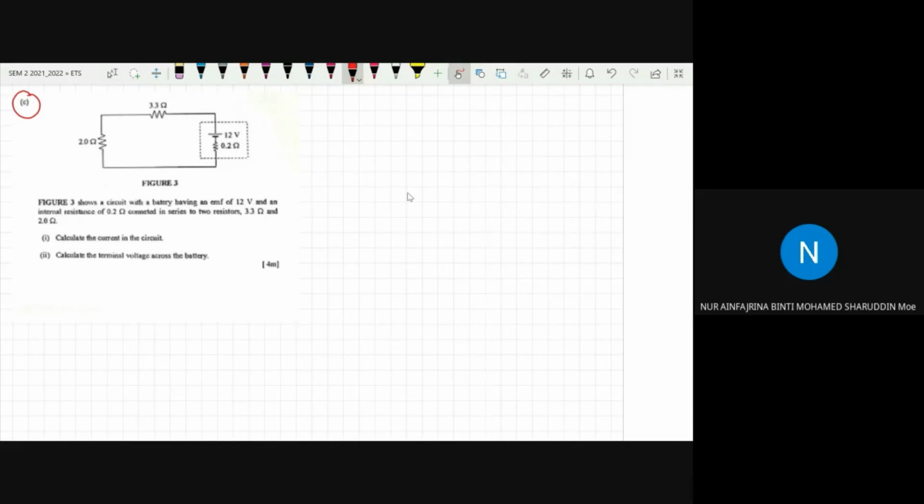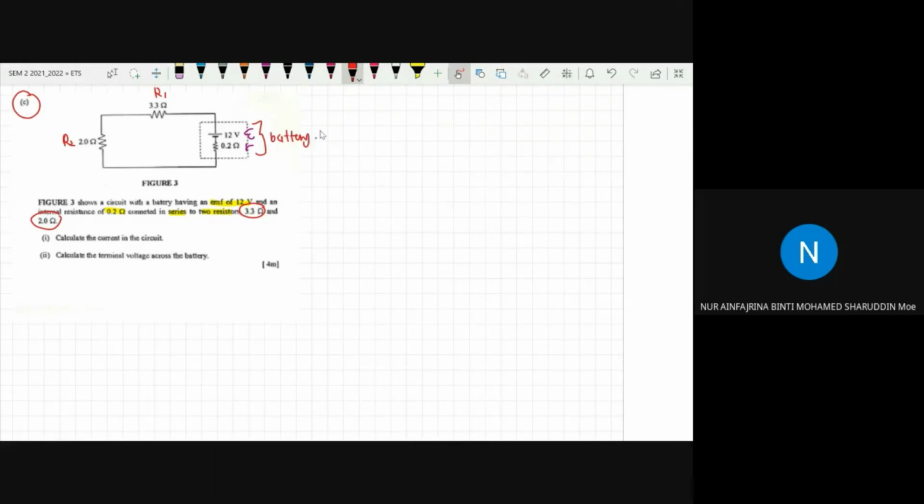Okay, let's discuss. Okay, figure 3 shows a circuit with a battery having an EMF of 12 volts. So the EMF is 12 volt and the internal resistance of 0.2 ohm is connected in series to two resistors. So kita ada dua resistors lah, 3.3 ohm dan juga 2 ohm. So maybe ni resistor 1, ni resistor 2 and this is your internal resistance. So ini adalah you punya battery.